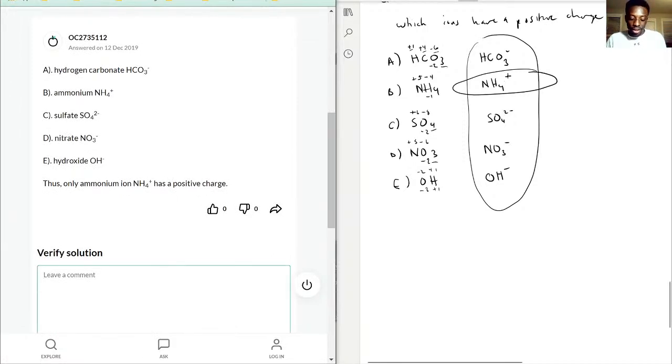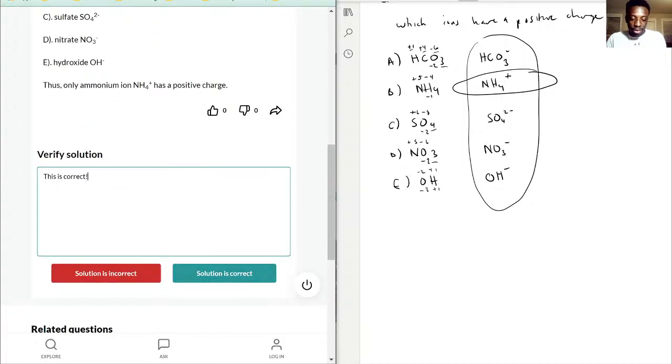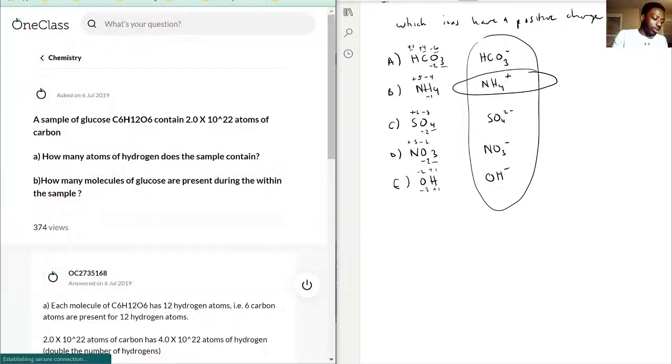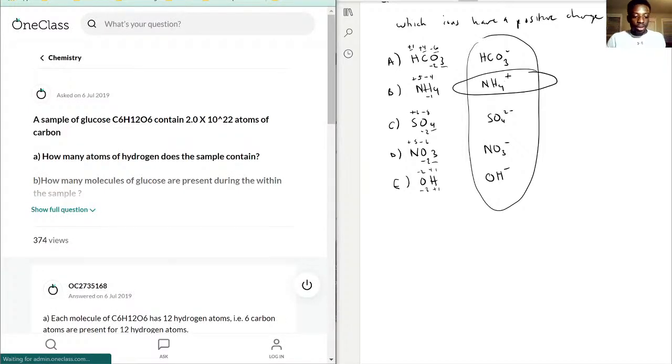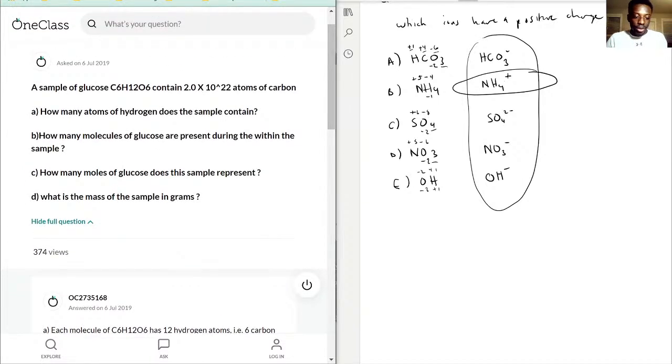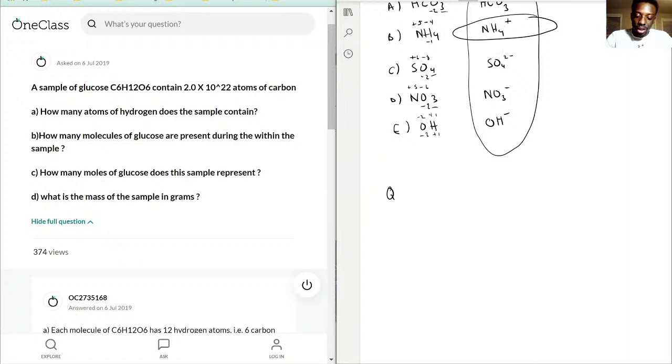Now let's see. So exactly, this is correct, but I don't really explain how. But exactly, that's why I just wanted to break down the numbering in this case. Okay. And now for our last question for today, we're going to solve question 8 here. Okay. So a sample of glucose. So question 8.